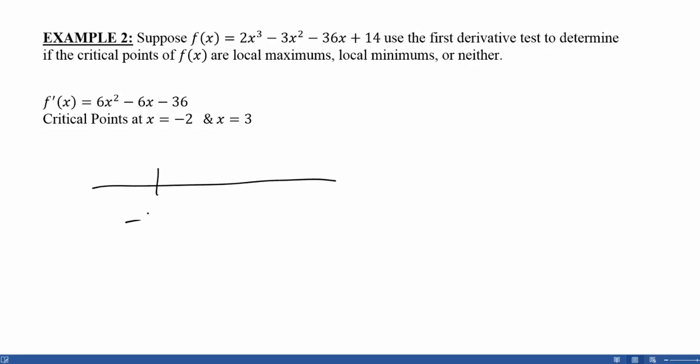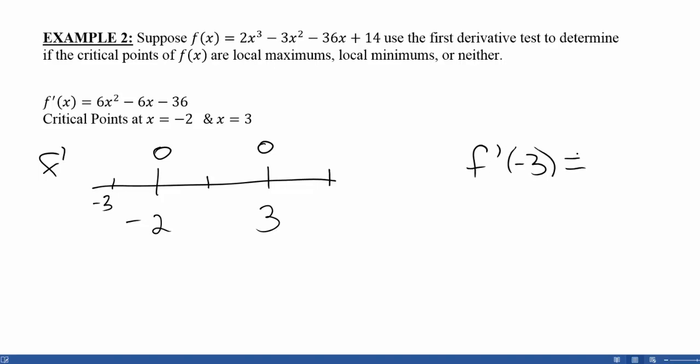So again, I need to consider where these are going to fall on the number line, and then I want to look at the sign of the first derivative around my points. So again, I'm going to pick something a little to the left of -2, something between -2 and 3, and something a little bit bigger than 3. So if I pick something a little to the left of -2, I'm going to start with -3. So I'm going to plug -3 into my first derivative, and when I plug in -3, I'm going to get 36. So here, that's a positive number.